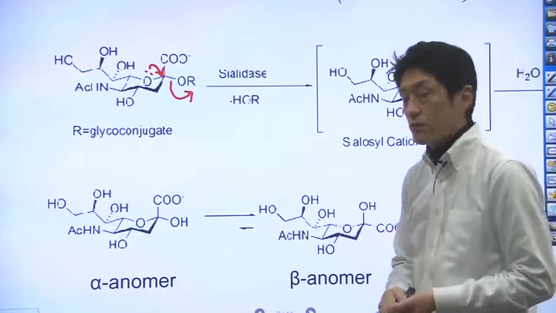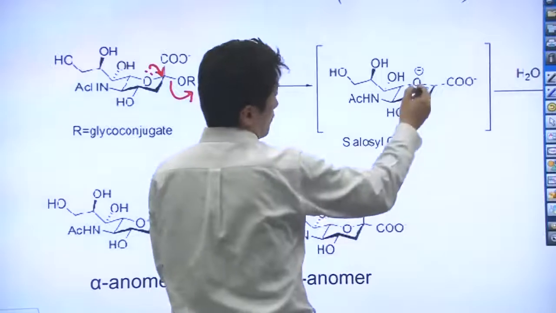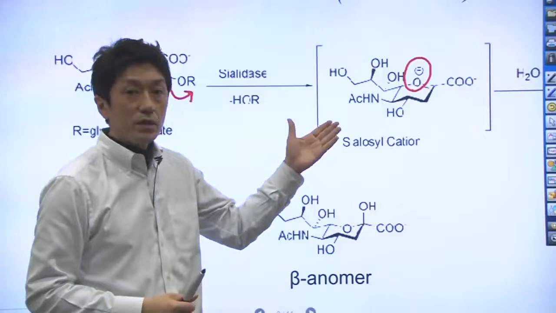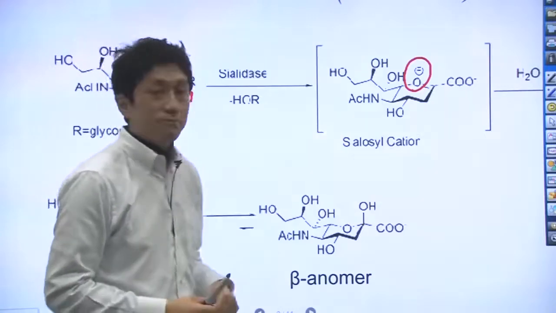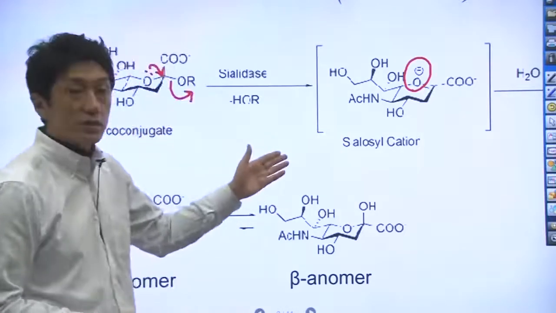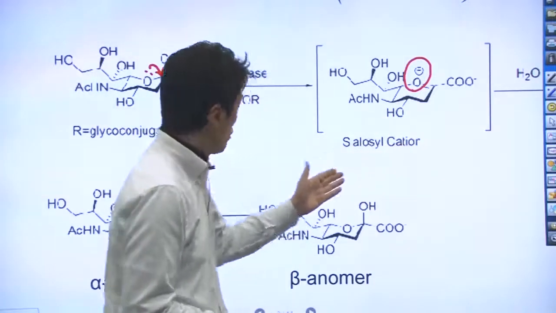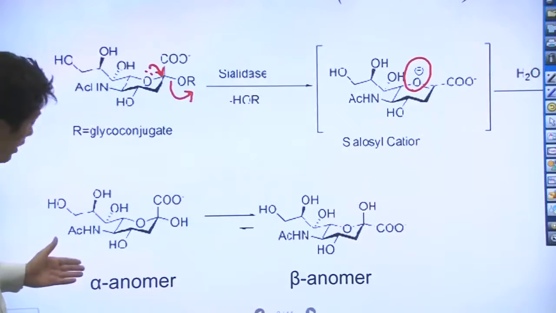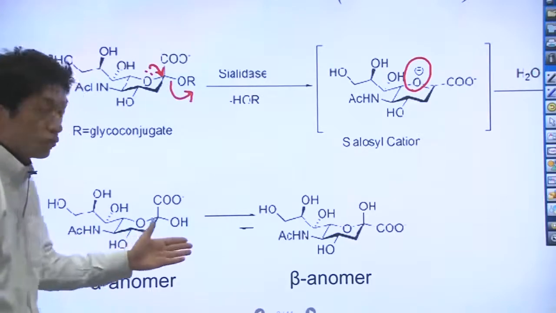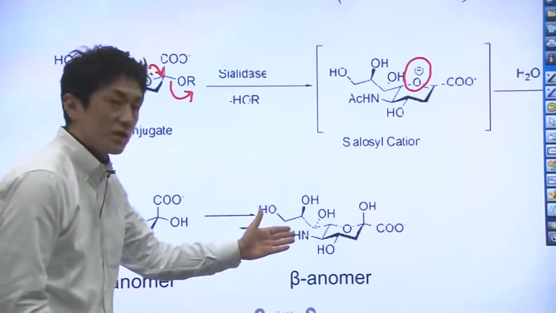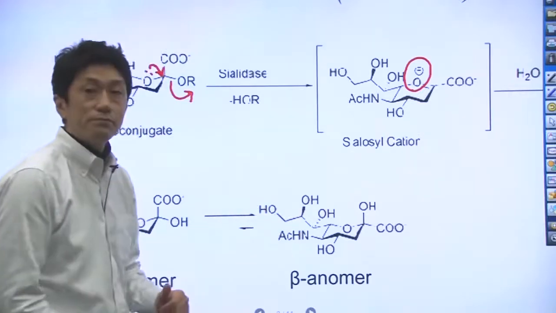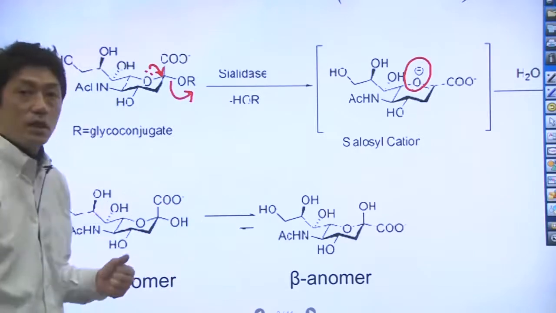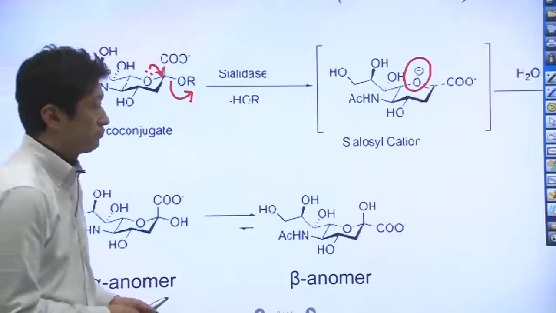This reaction forms an oxygen anion, shown here. Then this intermediate is called sialosyl cation. The next step is addition of water to form the alpha anomer. The alpha anomer is converted to the more thermodynamically stable beta anomer. If you do not understand the concept of anomer, please watch a different video.